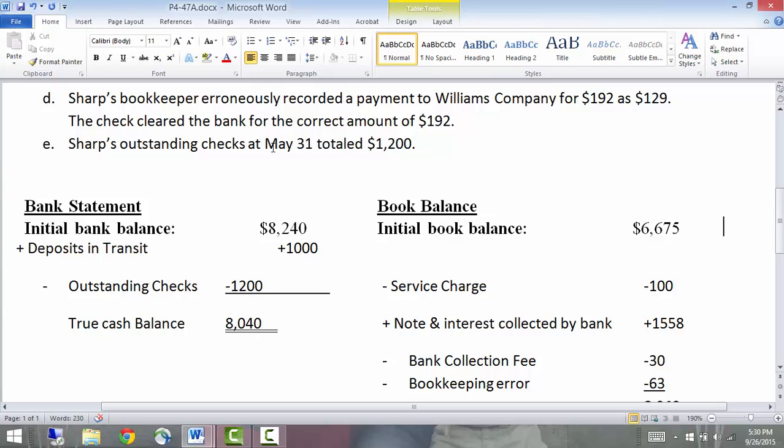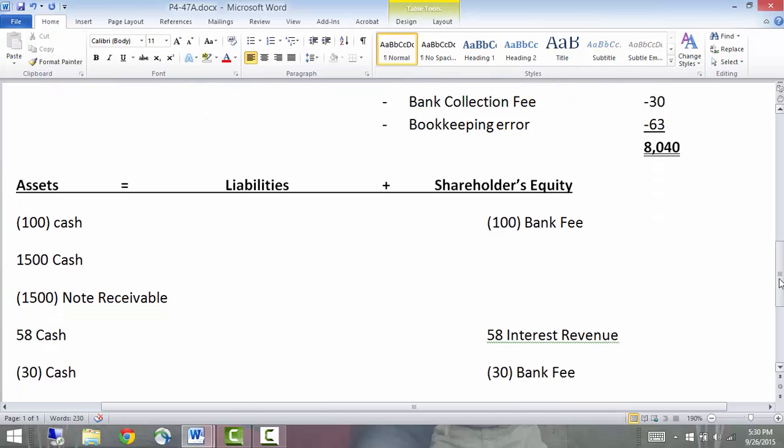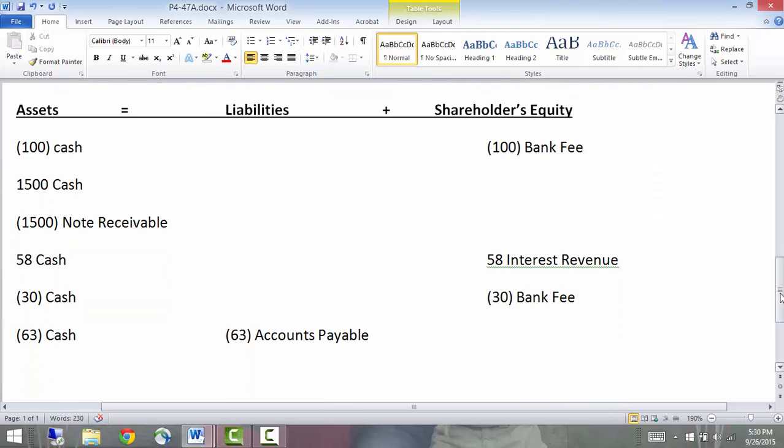Now, the last part, E, Sharp's outstanding checks at May 31st totaled $1,200. Well, those outstanding checks, we wrote those checks. The bank doesn't know about those checks, but we do because we wrote them. So at the time we wrote the checks, the accountant would have already entered them into the accounting equation. So we don't need to enter them again. So now that completes this problem. You're going to do several bank reconciliation problems for homework.